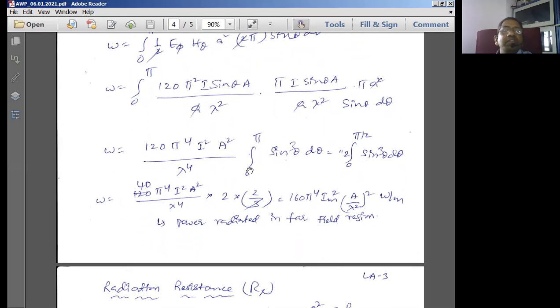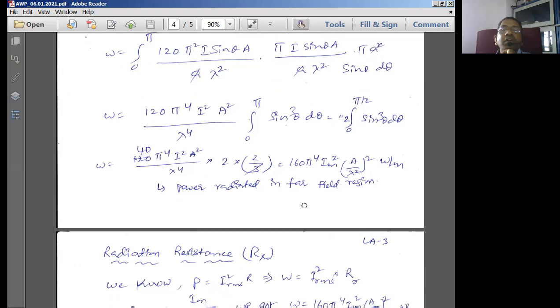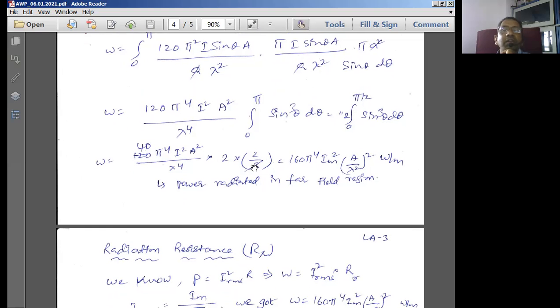Now I am simply separating out all the constants with respect to theta. Whichever terms contain theta, only those are brought over here. For simplification, we consider the even function. So I can take this as 2 times the integration from 0 to pi by 2 of sine cube theta d theta. By solving the integration of sine cube theta, we get 2 by 3. By solving this, the 3 will go 4 times, so it will be 40 pi to the power 4 I square a square by lambda to the power 4. All this equation I will be getting.